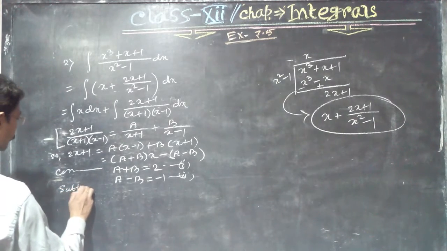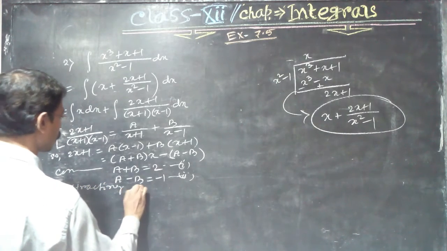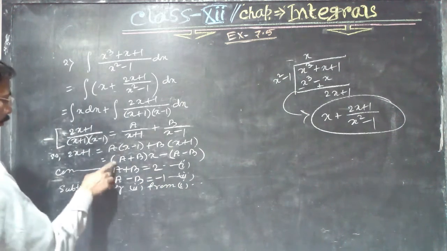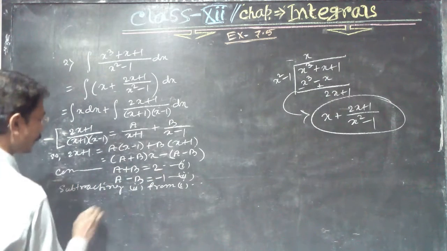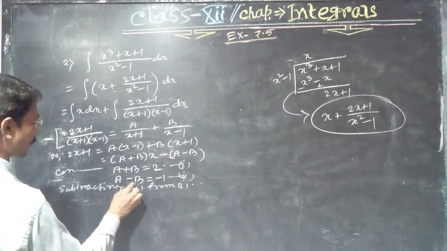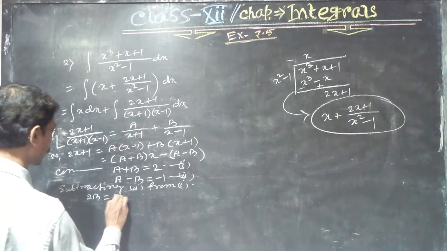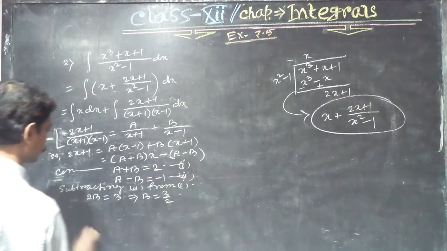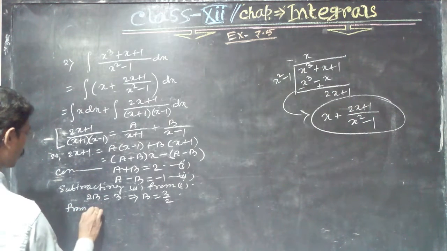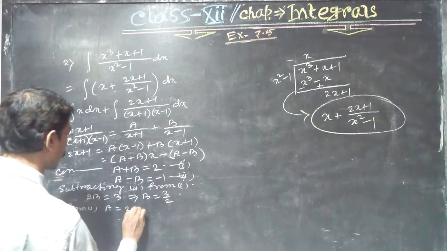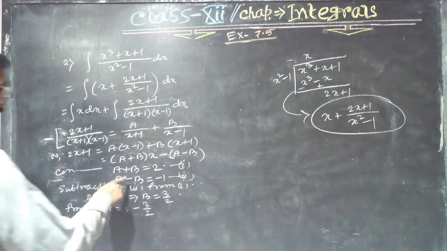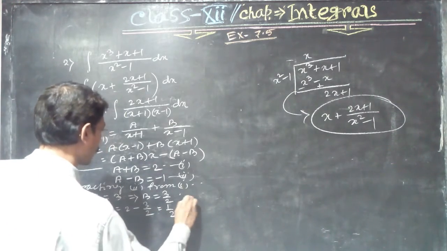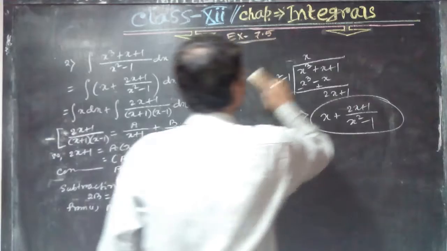Subtracting 2 from 1, we get a cancel, b plus b, that means 2b. 2b equal to 3, that means b equal to 3 by 2. So from 1, a equal to 2 minus 3 by 2. A equal to 2 minus 3 by 2 equal to 1 by 2. So you put this.